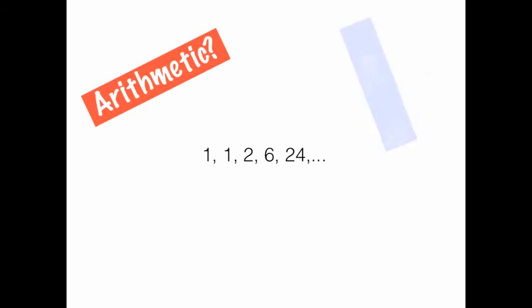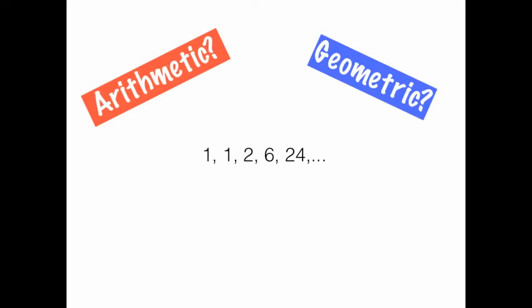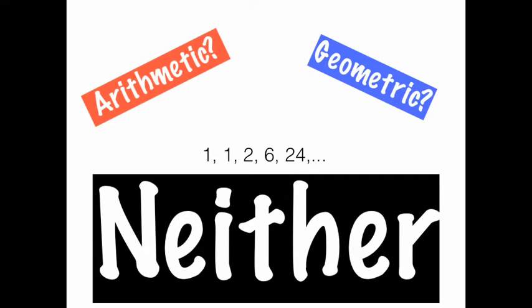Let's look at one final example of a sequence. 1, 1, 2, 6, 24. Is this an arithmetic sequence or a geometric sequence? Well, the answer is it's neither. You can have a sequence without it being arithmetic or geometric.